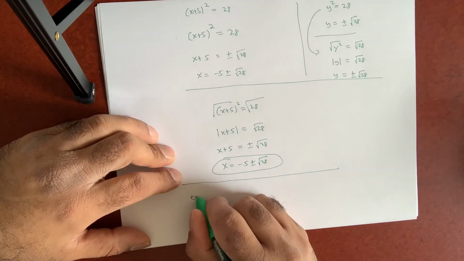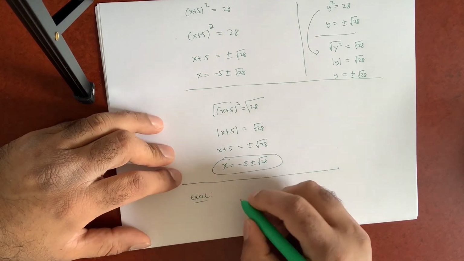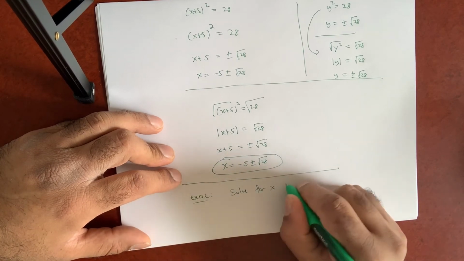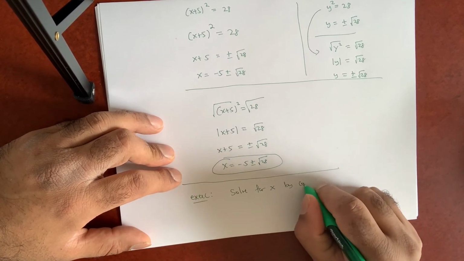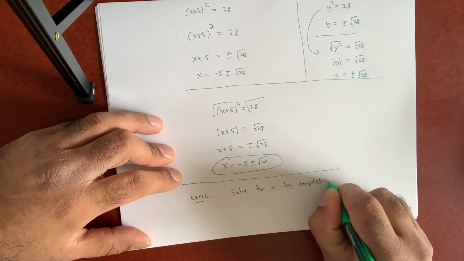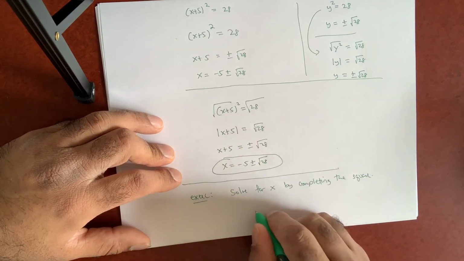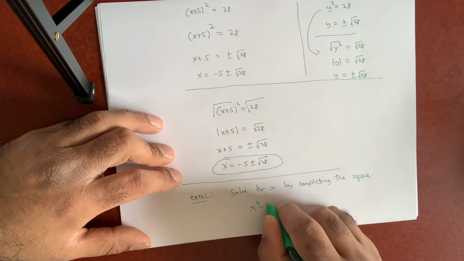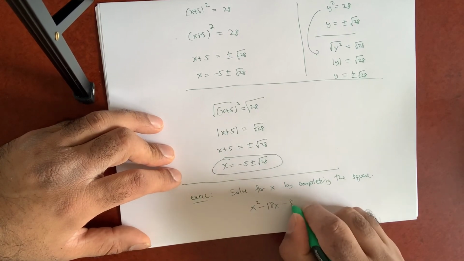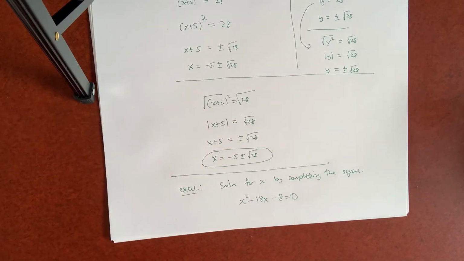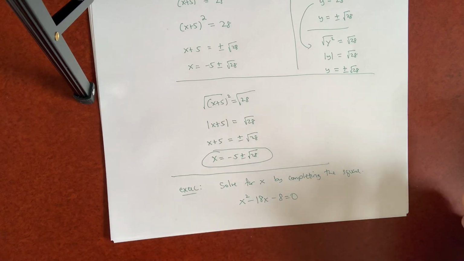I'll leave you guys with an exercise to try, which is again to solve for x by completing the square. X squared minus 18x minus 8 being 0. It'll be a very similar process, just different numbers. And we'll go from there next time.